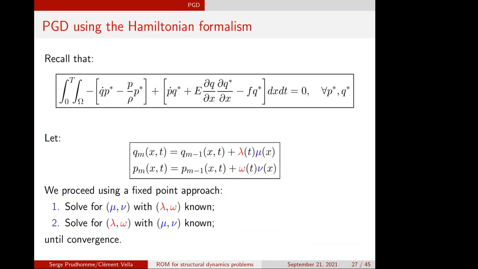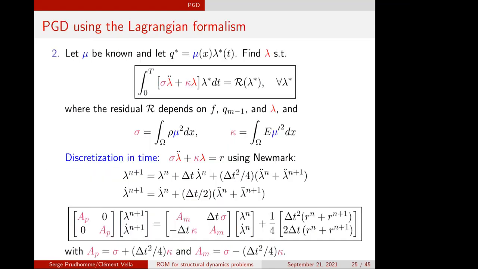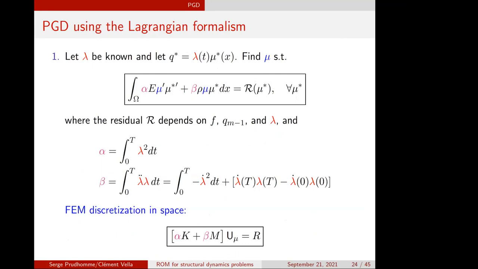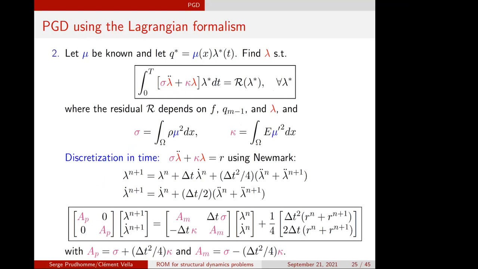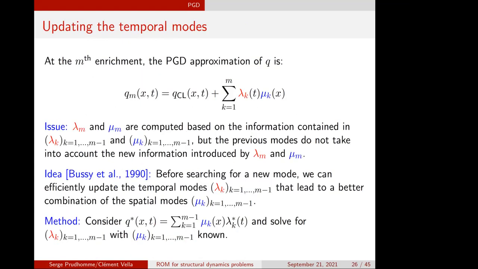All right. So again, in some sense, it's not that difficult to understand. It's more technical. We just use a fixed point approach. We iterate to compute lambda and mu for each mode Q that we are looking for.